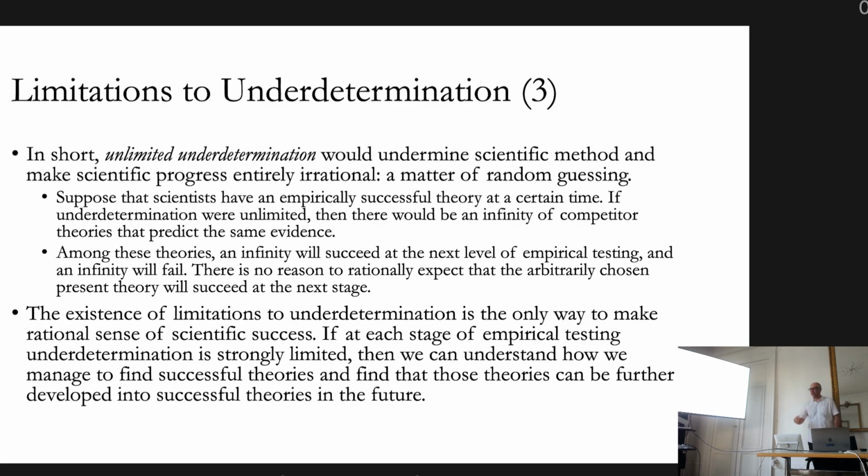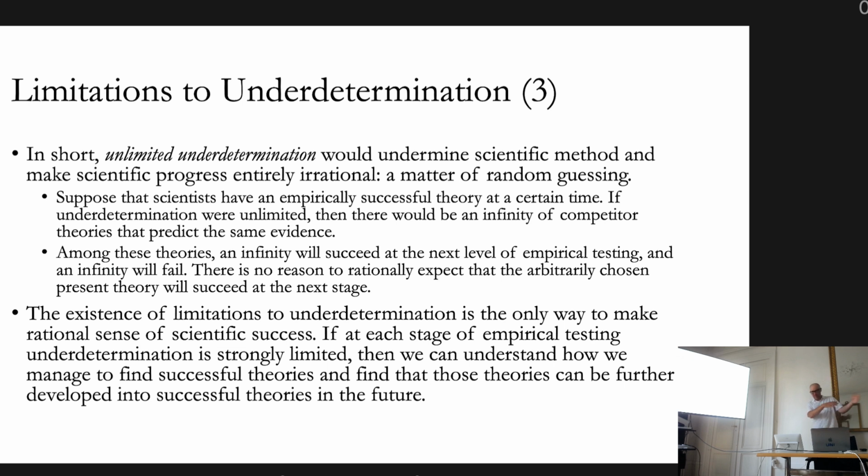So let me try to expand on what Richard says there a little bit. The basic point, I think, is that unlimited underdetermination would completely undermine the scientific method and make scientific progress entirely irrational. It would just be a matter of random guessing. But science doesn't seem to be a matter of random guessing, and so there have to be limitations to underdetermination, roughly. So let me go further.